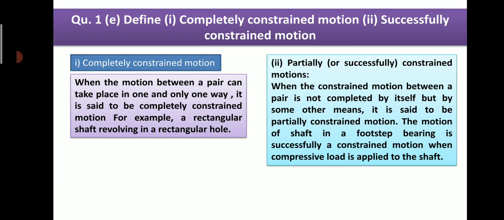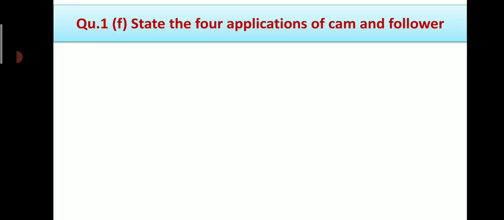Define partially or successfully constrained motion. When the constrained motion between a pair is not completed by itself but by some other means, it is said to be partially constrained motion or successfully constrained motion. The motion of a shaft in a footstep bearing is an example of successfully constrained motion when compressive load is applied to the shaft. Question number 1f: state the 4 applications of cam and follower.